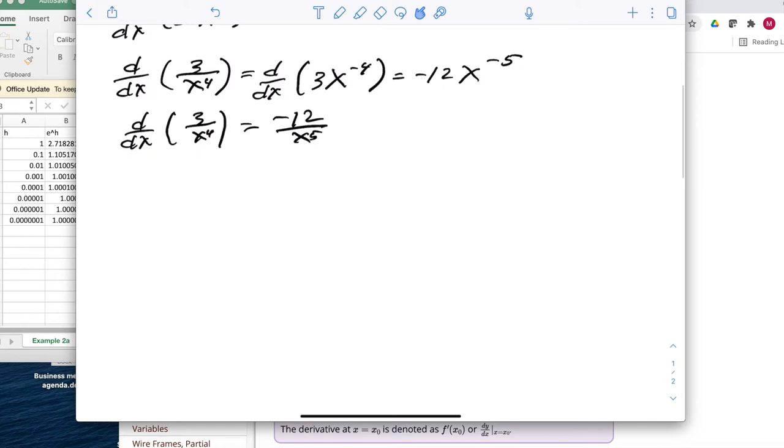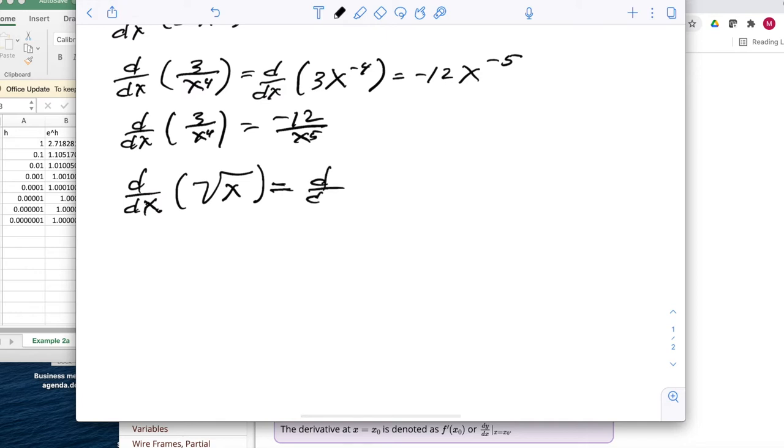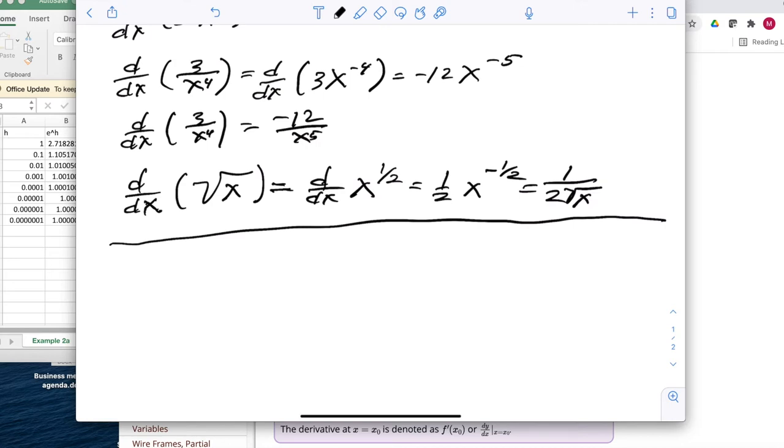The other special case to look at under this rule is the derivative with respect to x of the square root of x. That's equal to the derivative with respect to x of x to the 1/2, which is 1/2 times x to the 1/2 minus 1, which is minus 1/2, and so this is going to be 1 over 2 times the square root of x. And so this gives us our first rule, and we're just doing polynomials or pseudo-polynomials, things that look like a x to the n.